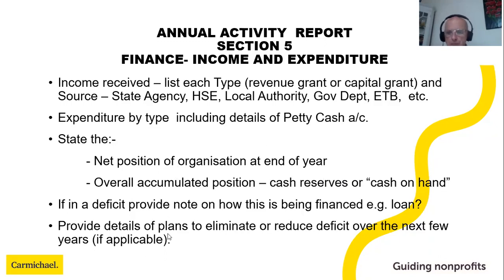For example, is it being financed by a loan? Are you going to cut back on something, etc.? Provide details of plans to eliminate or reduce the deficit over the next few years. Perhaps you have a plan as to how to reduce that deficit over the next 3 to 4 years, and state exactly what that plan is and the effects of it on the organisation, of course, how it impacts on the organisation.